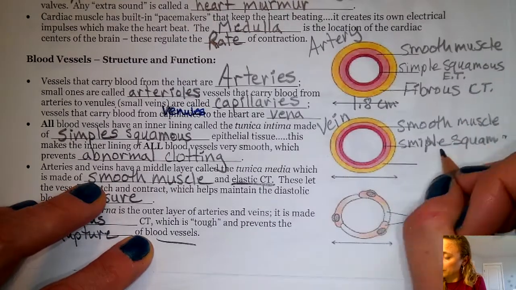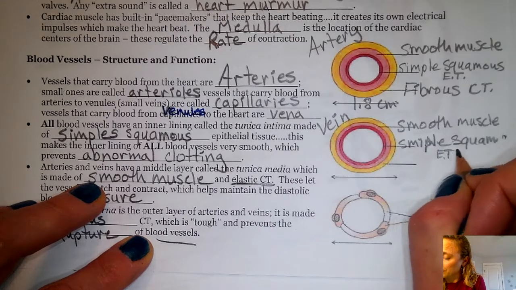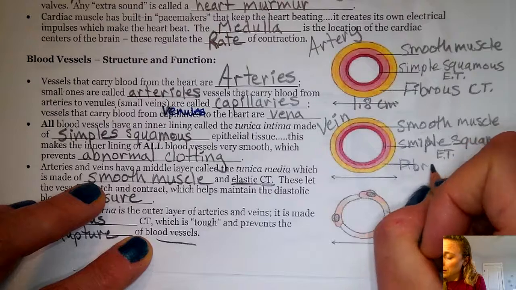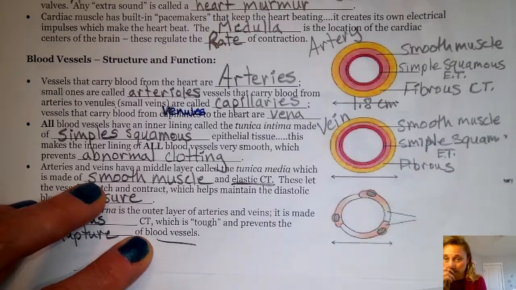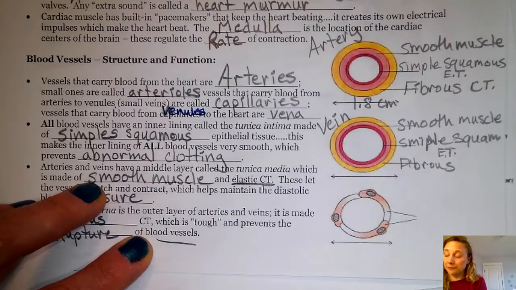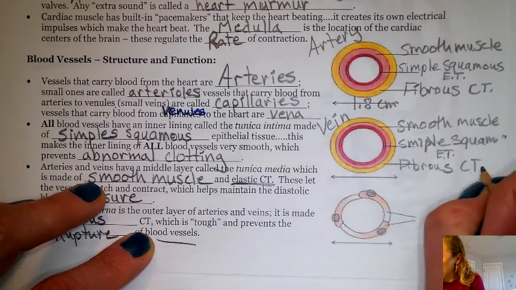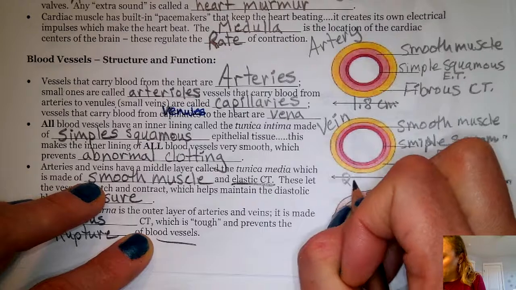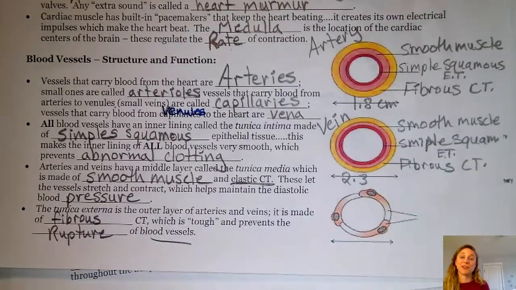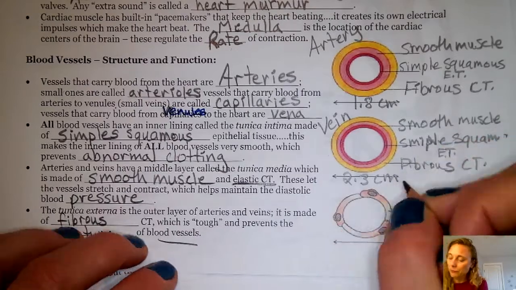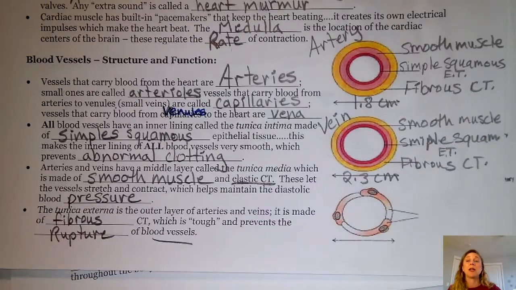Oops, I ran out of space. Sorry. Abbreviated, simple squamous, and then fibrous. As you can also see, the diameter is also bigger, by the way. They also have a bigger inner diameter.